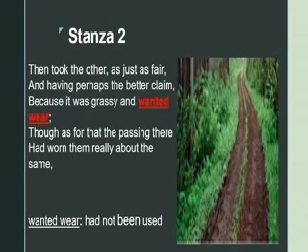Stanza 2. Then took the other, as just as fair, and having perhaps the better claim, because it was grassy and wanted wear, though as for that the passing there had worn them really about the same. Here the speaker seems to be contradictory. He has made a choice, but is still unsure about it. It is just as fair, yet it has the better claim. Then again, there is no appreciable difference as to the passing there.